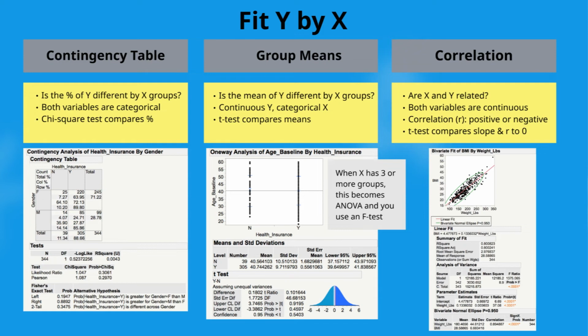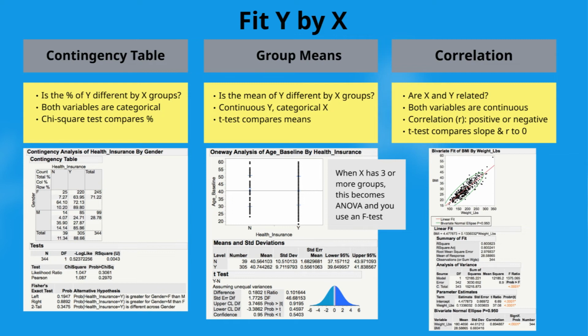In group means, the question is: is the mean of y different by your x groups? Your y is a continuous measure here, and your x is categorical. When you have 2 groups in x, a t-test compares the means. When x has 3 or more groups, this becomes ANOVA, and you use an F-test.